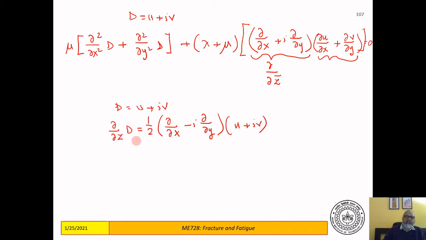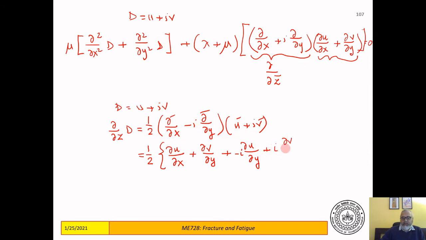of u plus iv. This is del z of d, and then this can be written as half of, so this times this, and then this times this gives you the real part, plus this times this, so del u del y minus i, and then this times this plus i del v del x give you the imaginary part. So this is plus i minus del u del y plus del v del x. This is the imaginary part. So the real part of del d del z is this.